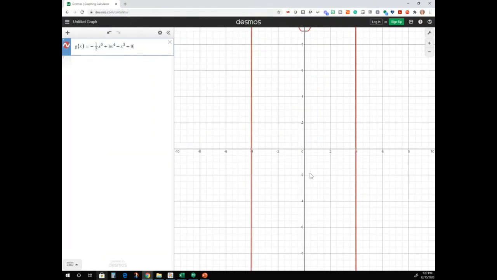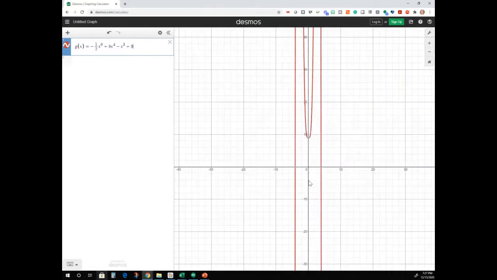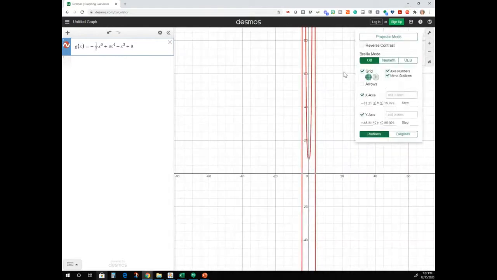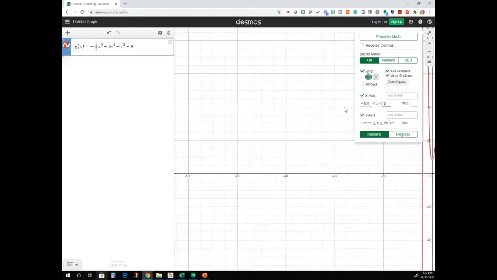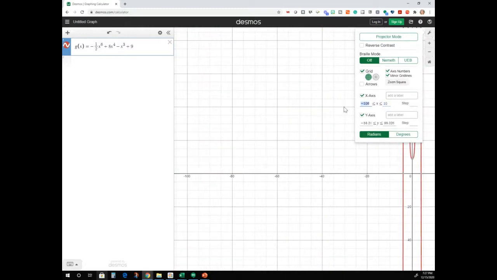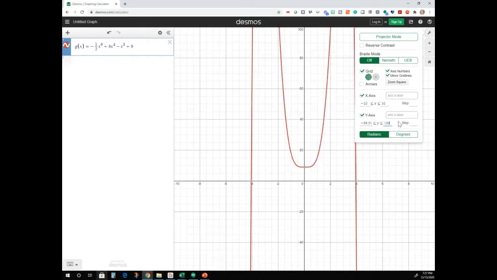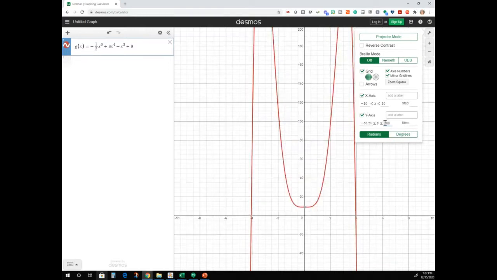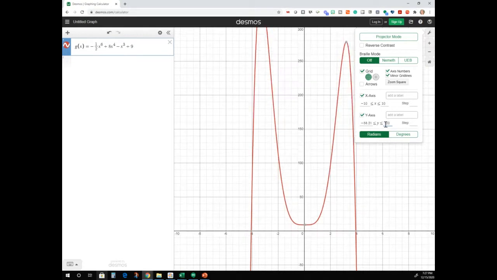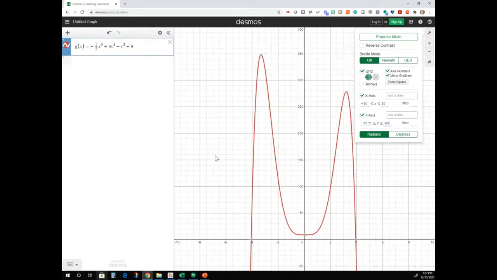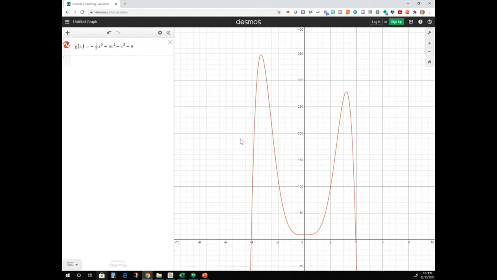Okay, so now I'm going to have to really zoom out here so you can see it. I'm going to set x from negative 10 to 10. And the y value, let's try 100. Going really, really tall here. Almost got it. There we go. Okay, so I just had to modify my scale, but this is what it looks like.